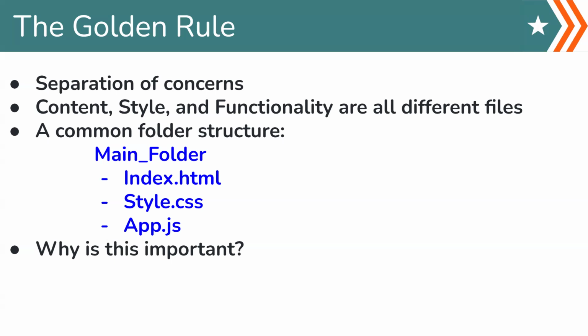And we have here, as you see, the main folder, right? This is the main directory. And within this main directory, we have 3 different files. We have index.html, style.css, and app.js, right? All 3 are different types of files. One is strictly HTML, the other is CSS, and one is straight JavaScript.